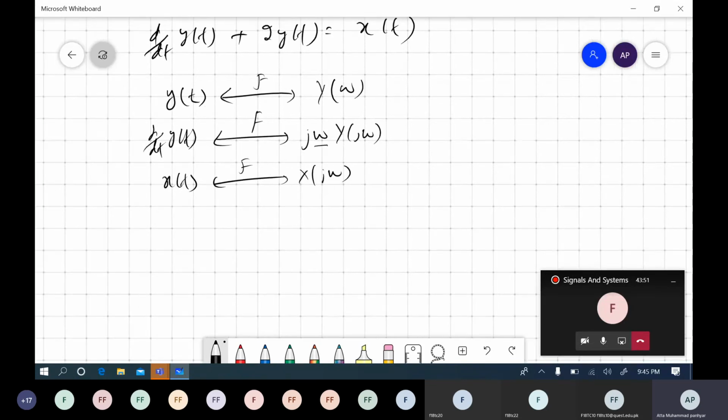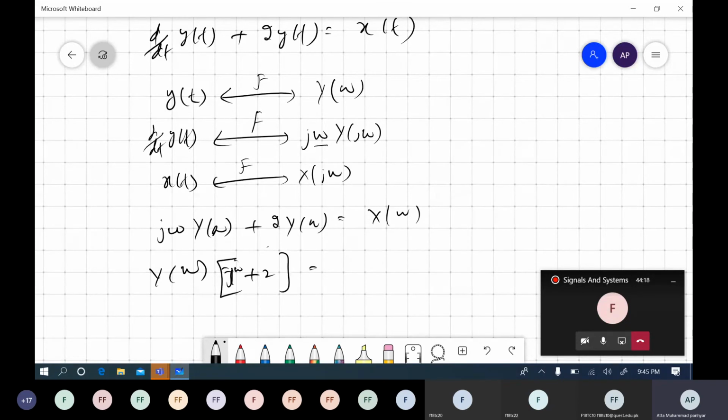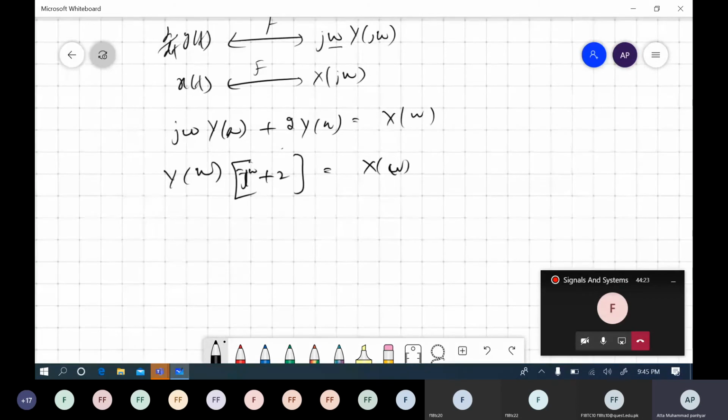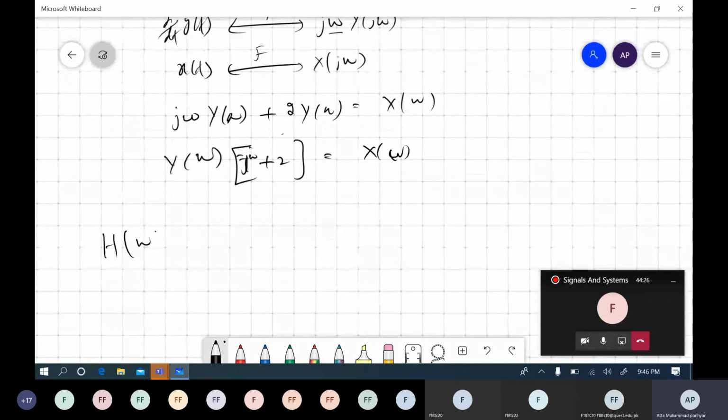Now if you replace these values, then we can get j omega Y of omega plus 2Y of omega is equal to X of omega, right? Now if I take Y of omega common from here, then we get (j omega plus 2) times Y of omega is equal to X of omega, right? Now we know that H of omega is equal to output divided by input, right?